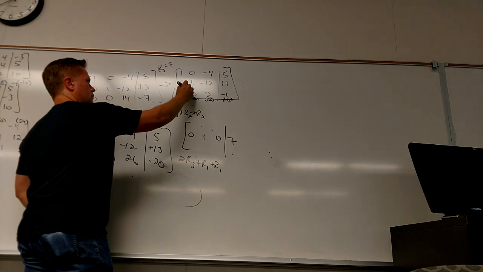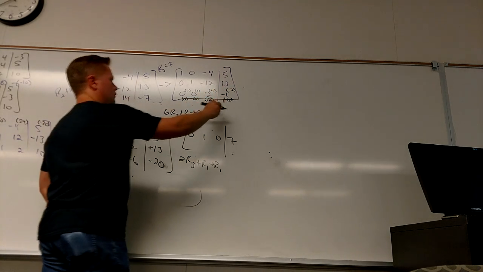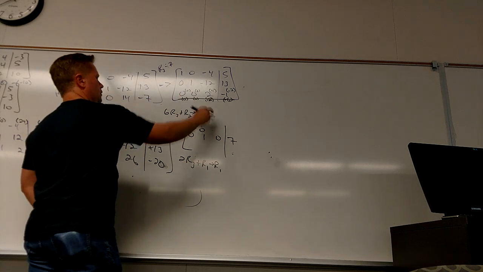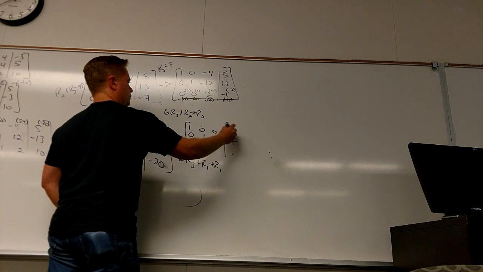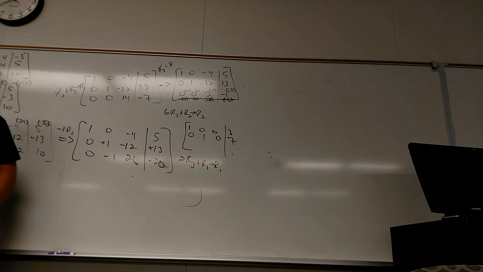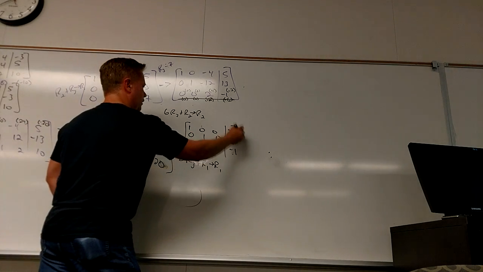What's twice 0? 0. Twice 0 is 0. Twice 2 is 4. Twice negative 1 is negative 2. 0 plus 1 is 1. 0 plus 0 is 0. 4 minus 4 is 0. Negative 2 plus 5 is 3. What does that tell me? X equals 3.